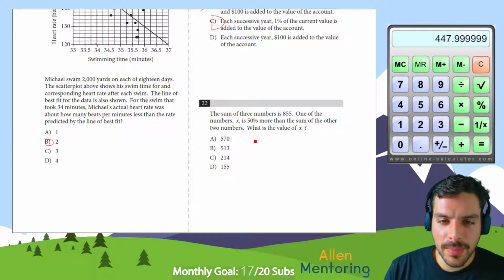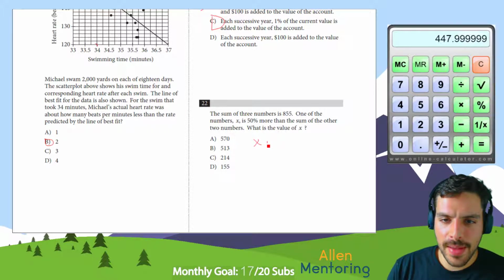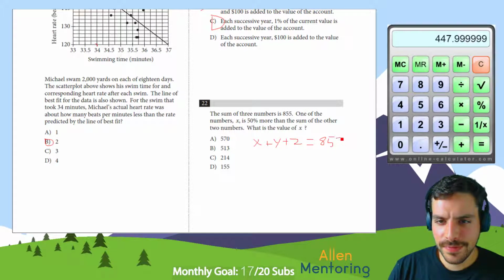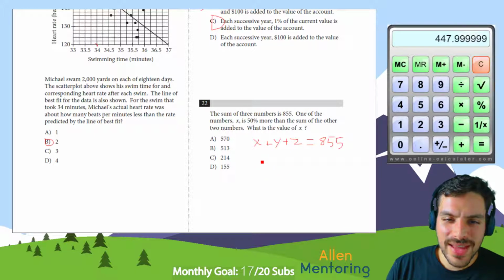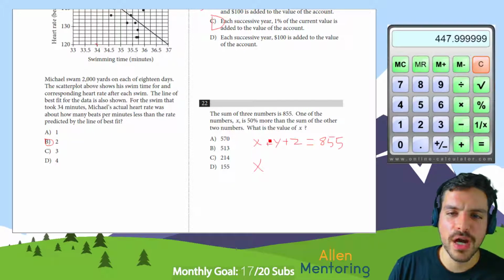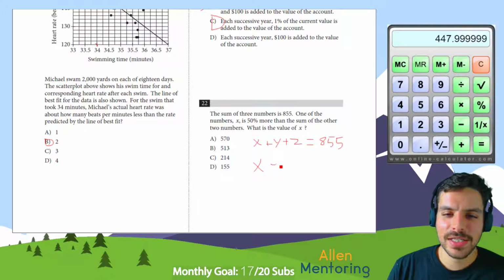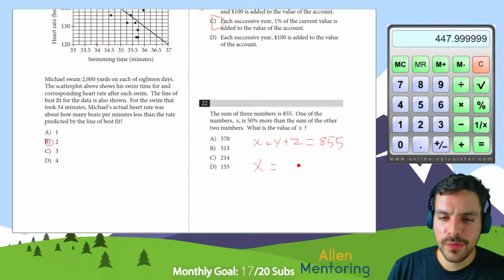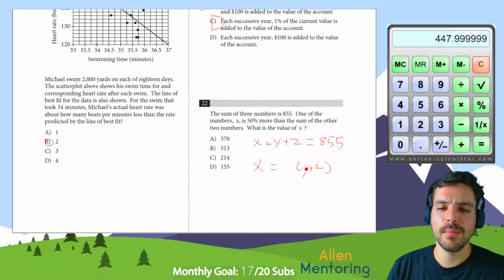So let's represent the three numbers as x, y, and z. So we know that the sum of them is 855. What else do we know? We know that x is 50% more than the sum of the other two numbers. So x, let's translate that into math. x is equal to 50% more than the sum of the other two numbers. So if we take y plus z, it's 50% more than them.